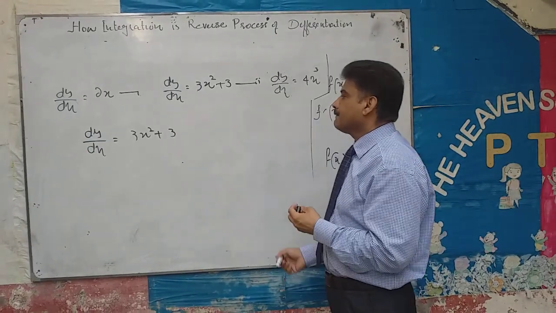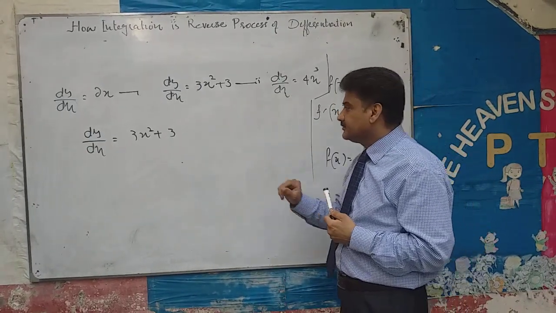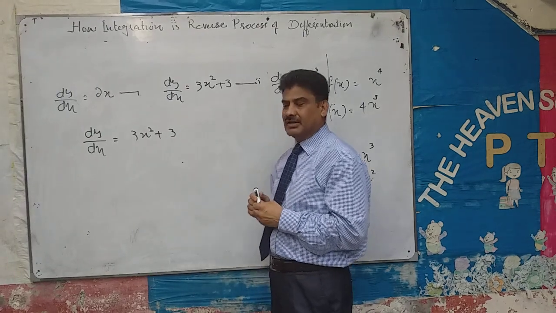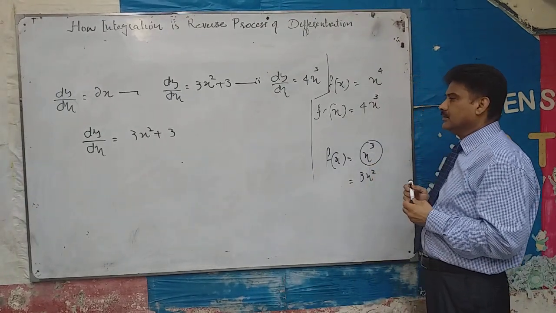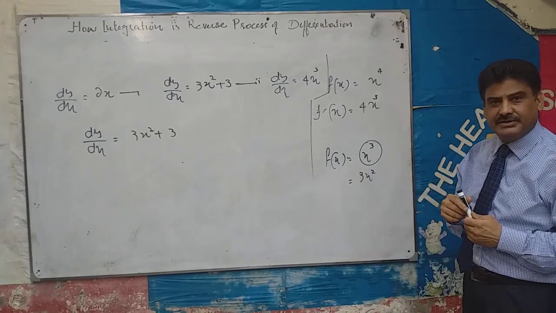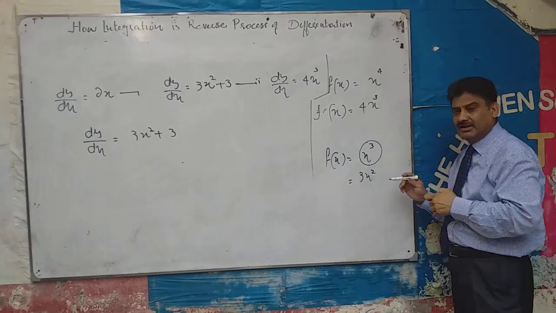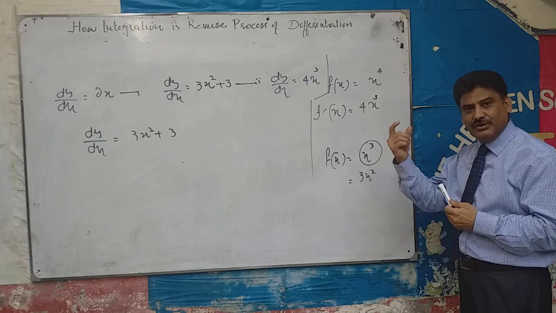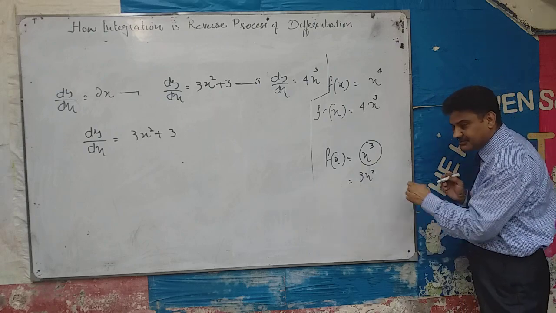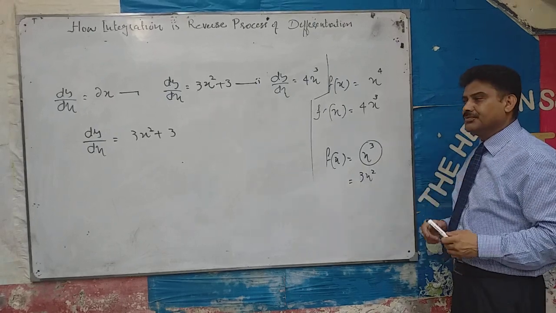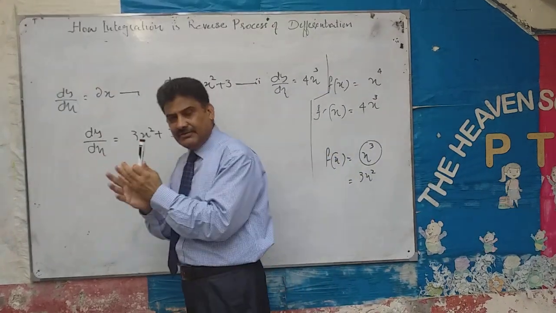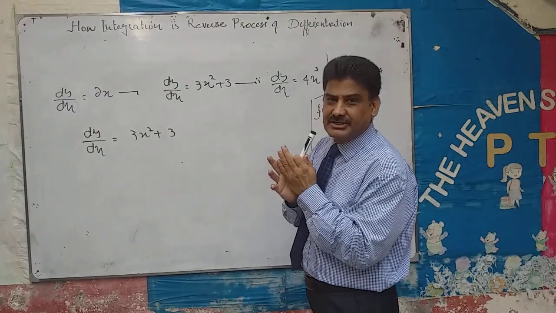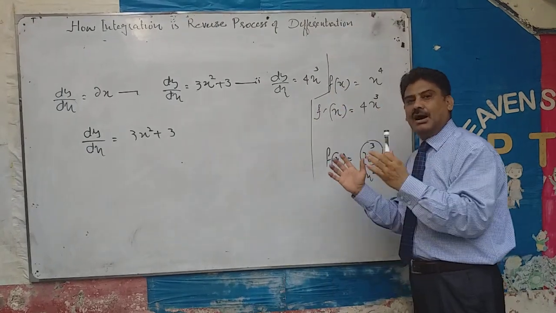Which means when we integrate this, we will get x cube. When we differentiate x cube, we get 3x square, and when we integrate 3x square, we get x cube. That is why derivative and integration are reverse processes of each other.